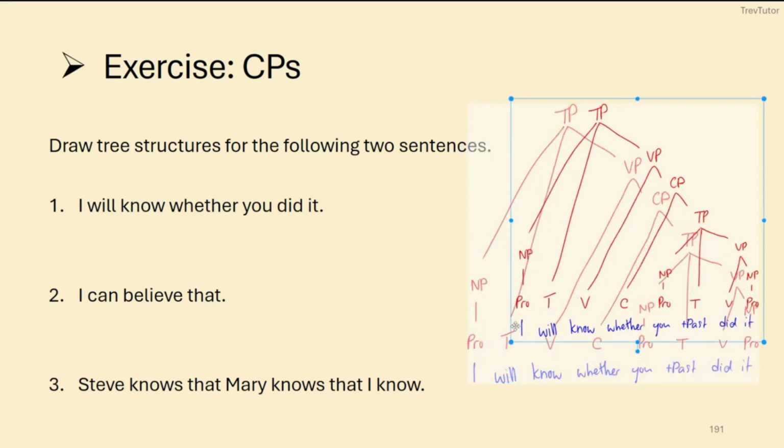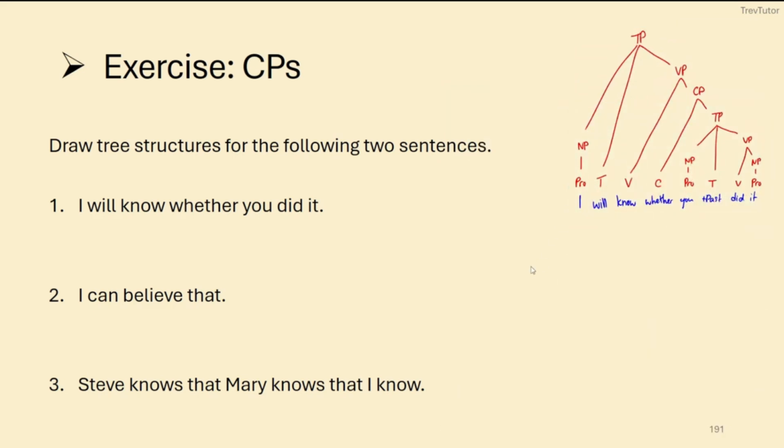And now I will do some of them top down. So for I can believe that. Well, what's happening here? Maybe I'm trying to be a little bit tricky. So I is a noun phrase pronoun.